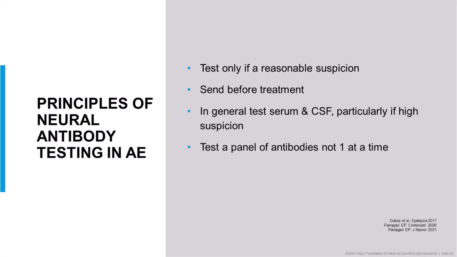It's better to test a panel of antibodies, not one at a time. So we now have, as I showed earlier, maybe 40 antibodies that can associate with autoimmune encephalitis. And if you tested one at a time and it takes a week to 10 days to come back, the patient's not going to be doing very well if you're on the 39th antibody and you've not yet discovered it, and then it turns up.